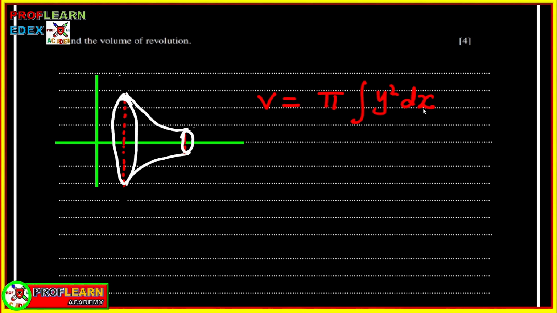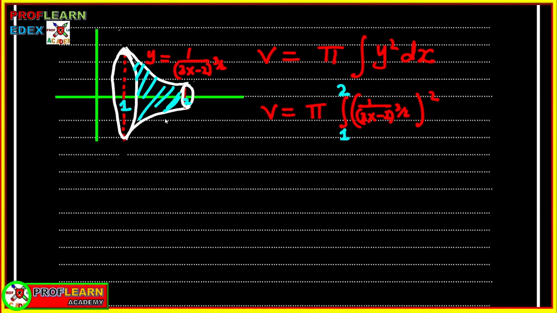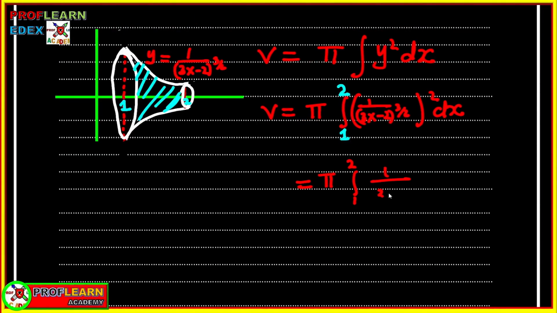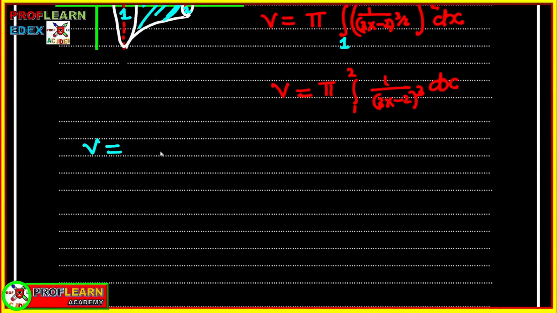You take the function that you are given, square it, and then find the integral of that. We were given this as our equation, so we substitute into what we have and square everything. The limits are from 1 to 2, to find the volume of that shape, with respect to x. Squaring this is going to reduce to this value. So now we need to integrate this.